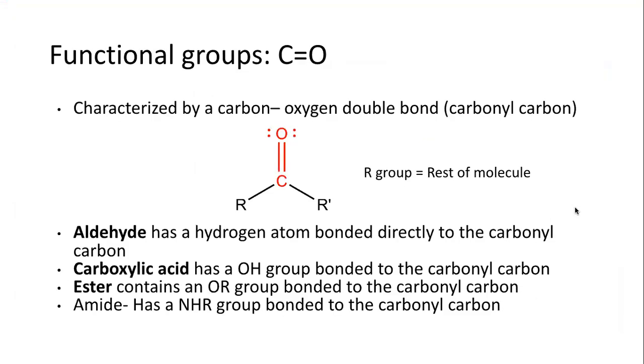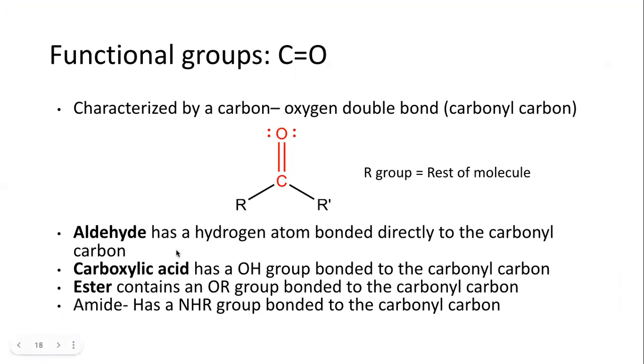Our last functional group that we'll talk about today is C double bond to an O, and this is called a carbonyl carbon. And I am showing what this looks like. Again, our R group is the rest of the molecule, but what should stand out is that you have this carbon with a double bond to an O. And I'll have these two sets of lone pairs. And this carbon that's bound to the oxygen is called a carbonyl or a carbonyl carbon.